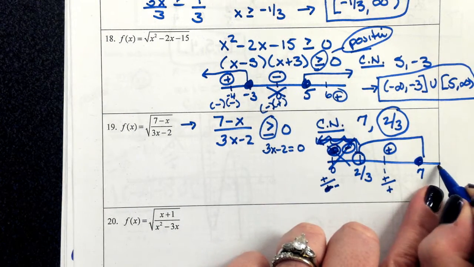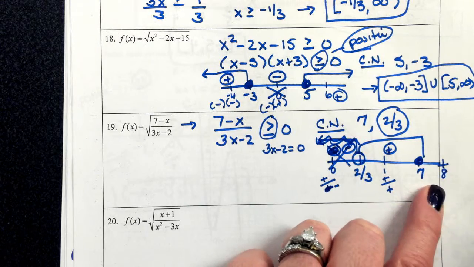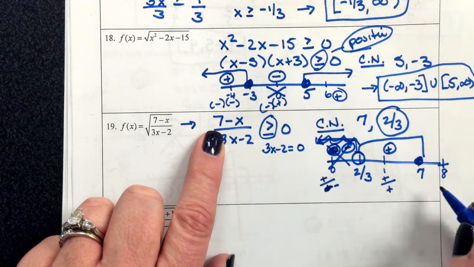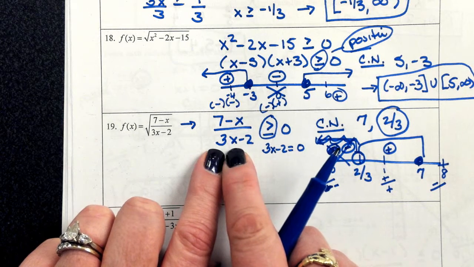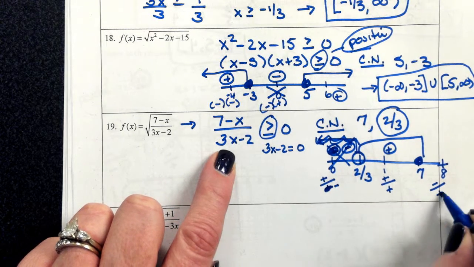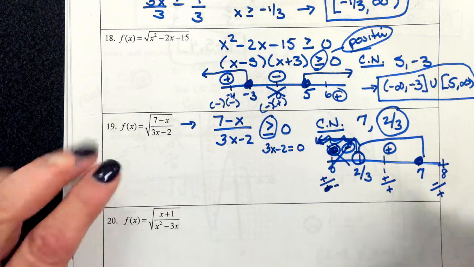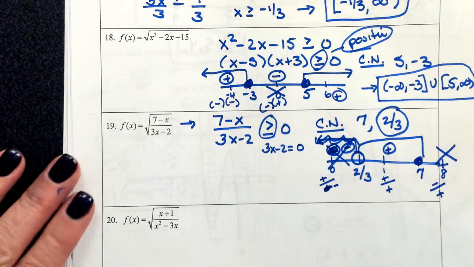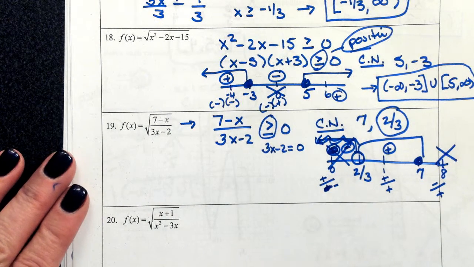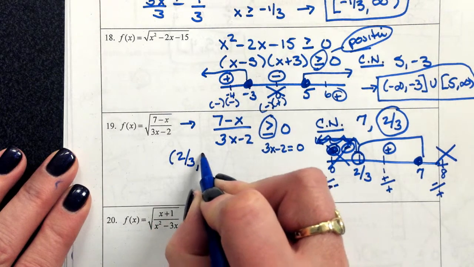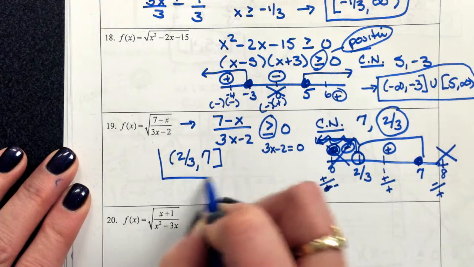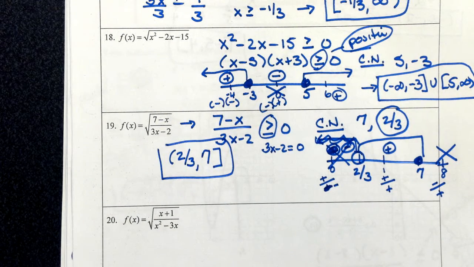And then if I pick a number greater than 7, for example 8, 7 minus 8 is going to give me a negative number on the top. 8 times 3 is 24 minus 2 is positive in the denominator. So I know it's going to be negative for numbers greater than or equal to 7. So then my only solutions are going to be greater than 2/3, and less than or equal to 7. Remember, you put a bracket after the 7 because we're including it.